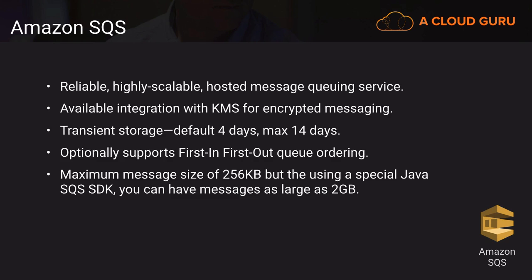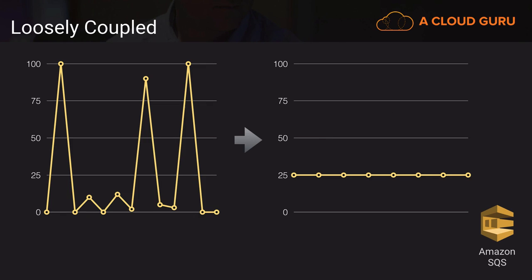Now, the maximum message size is 256K, but you can scale up to 2 gigabytes by using a special Java SDK. And in essence, that stores the message on S3 and then creates the SQS message as a pointer to that S3 message. Now, a significant benefit of a queuing pattern is the ability to create more loosely coupled architectures. And this permits portions of the interface chain to tolerate downtime or temporary outages without disrupting the whole chain. It also allows us to govern the data flow better.